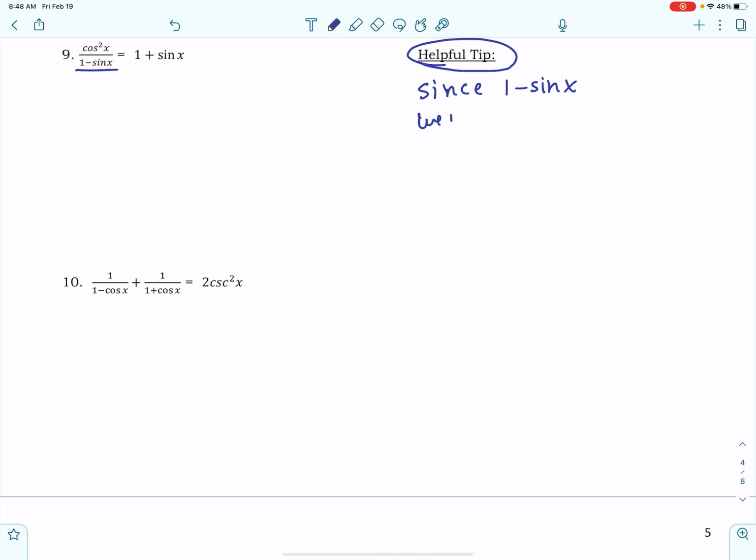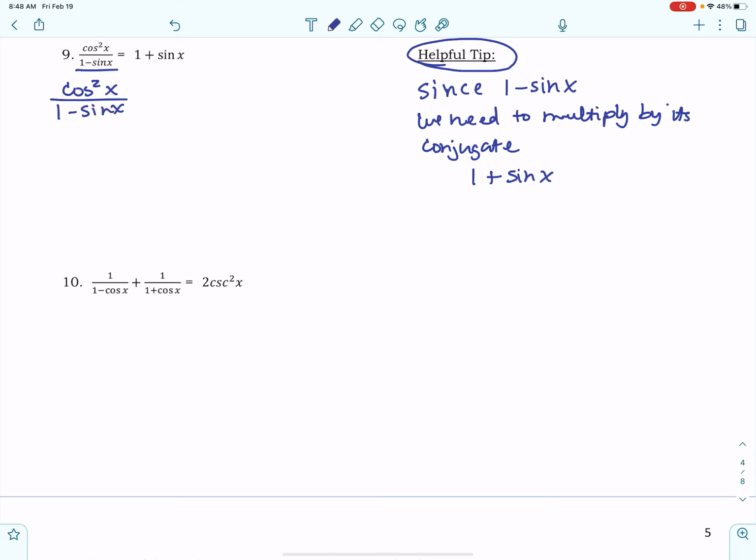we need to multiply by its conjugate. Miss Griggs, what's a conjugate? Well, we've already talked about conjugates, but it just means this right here. Okay, you just change the sign. That's your conjugate. So I'm going to take cosine squared x over 1 minus sine x, and I am going to multiply both the numerator and the denominator by the conjugate.